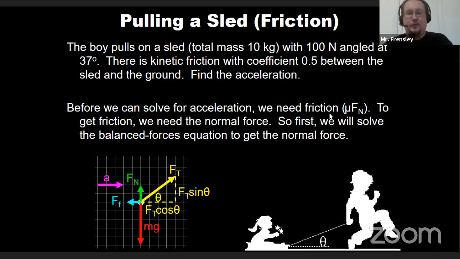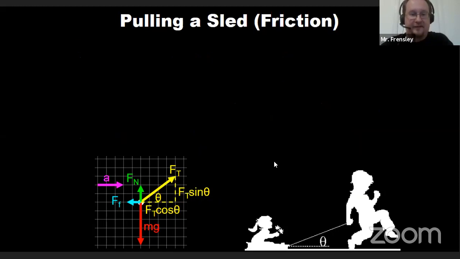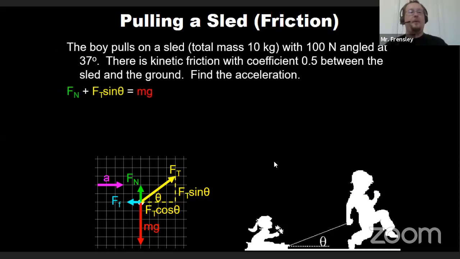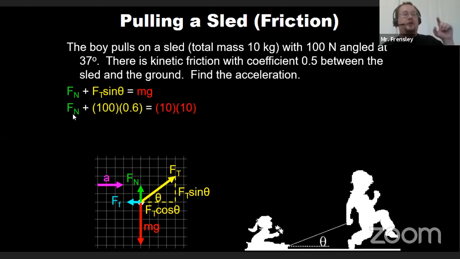And to get the friction force, we need the normal force first. So I'm going to get the normal force, then the friction force, then the acceleration. Here are the steps. I'm going to take this equation. Normal, I don't know it. Tension sine theta, I can get it. mg, I pretty much already have it because it's 100 newtons, right? So I've got my normal.